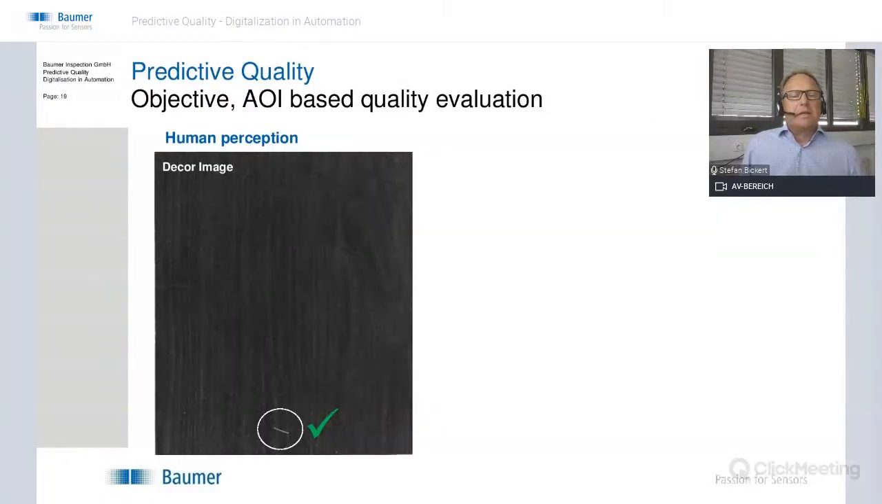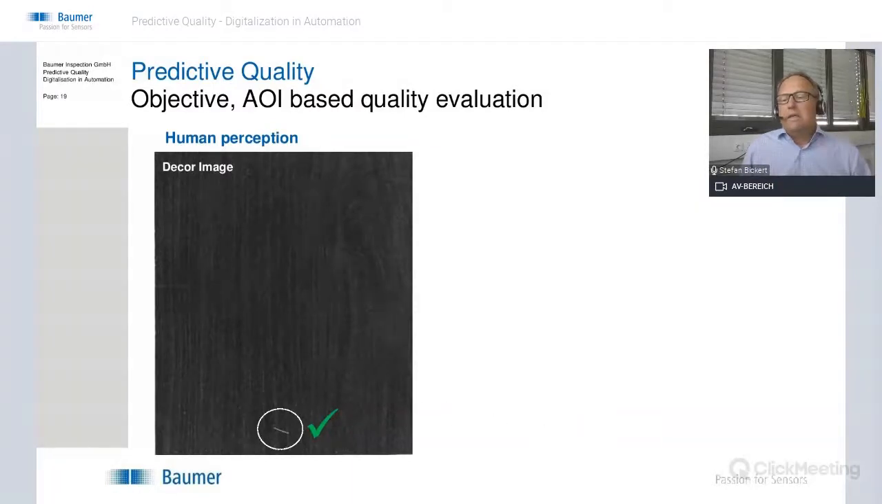Or the last example of human perception, so it's easy. Here we see a scratch on a dark board. Especially dark boards are hard for optical inspection, but also hard for the human.